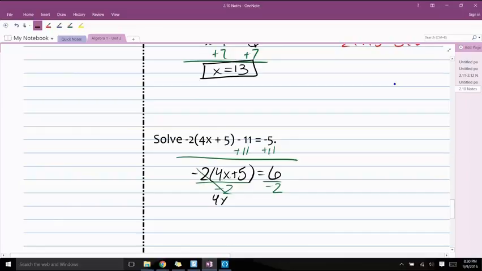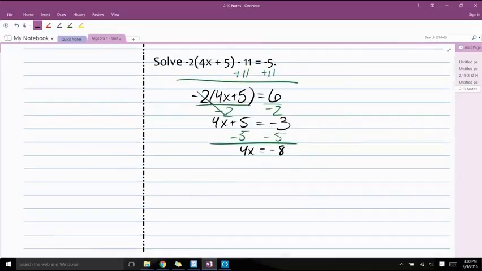So I get 4x plus 5 equals negative 3. I'm going to undo that adding 5 by subtracting 5 from each side and get 4x equals negative 8. And then my last step, I want just the x, so I divide each side by 4 and we get x equals negative 2. Check my answer real quick here.